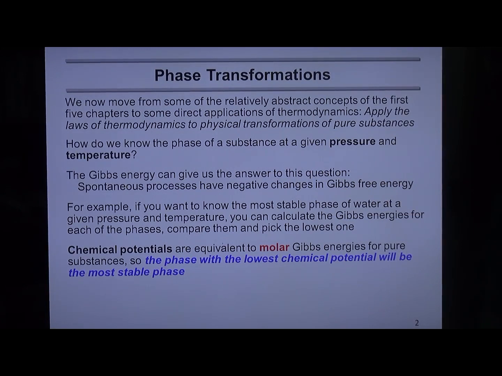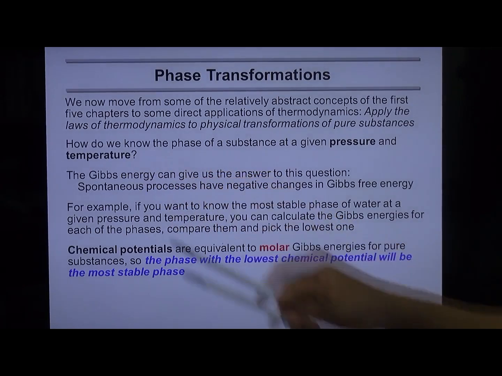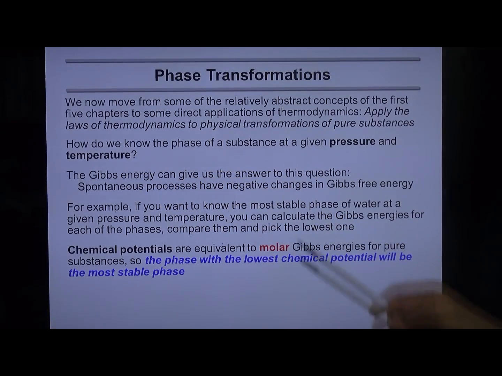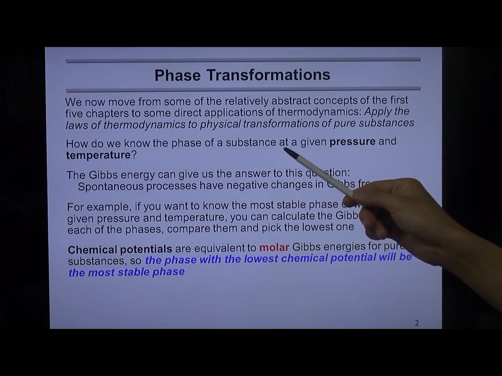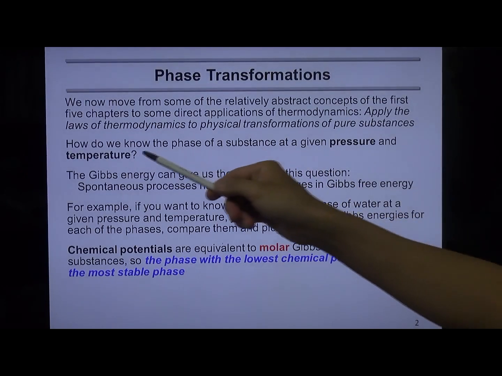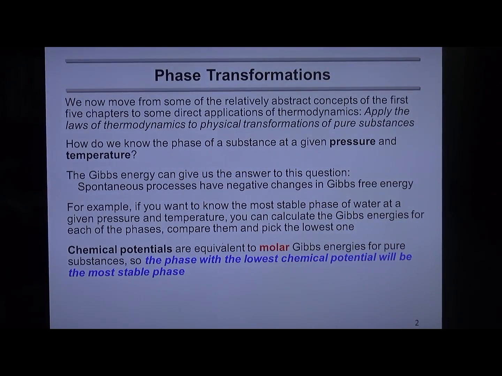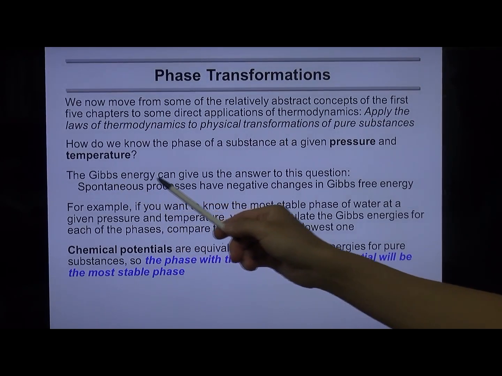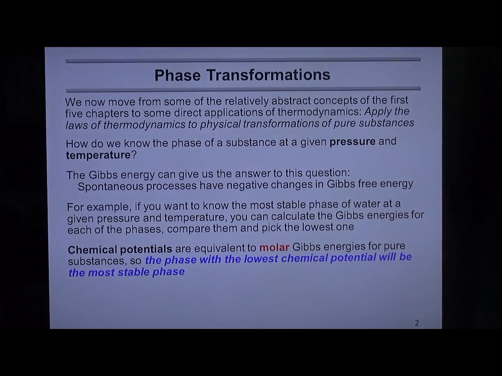Okay? So the question in this chapter is, how do we determine the most stable phase of a substance at a given pressure and temperature? Okay? That's a very important question in this chapter. And the answer is very simple. The Gibbs energy can give us the answer to this question.